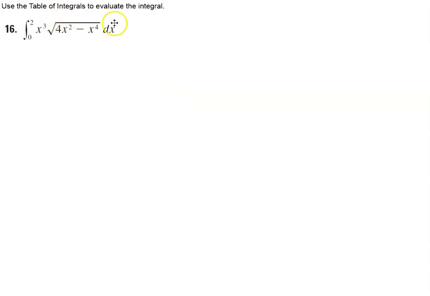Use the table of integrals to evaluate the following integral. We're going from a lower bound of 0 to an upper bound of 2 of x cubed times the square root of 4x squared minus x to the 4th dx. So what we're going to do is simplify this just a little further.